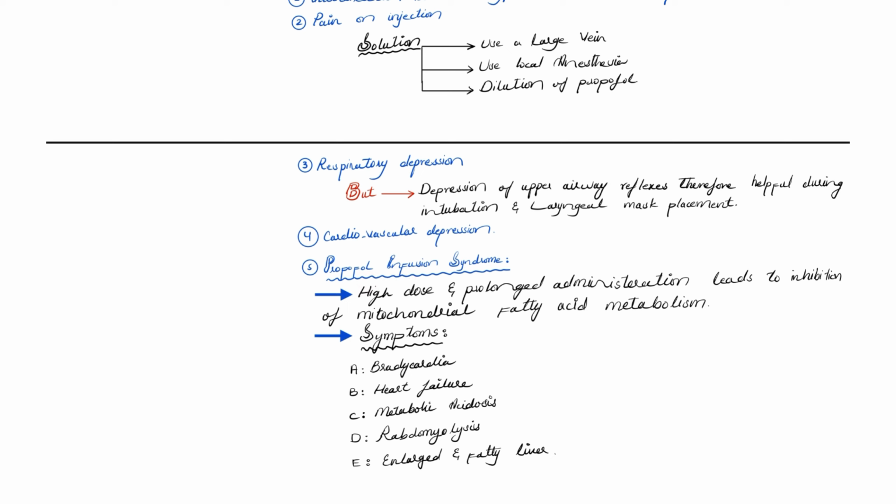When there is high dose and prolonged administration of propofol, this leads to inhibition of mitochondrial fatty acid metabolism, and the symptoms which appear in patient are bradycardia, heart failure, metabolic acidosis, rhabdomyolysis, and enlarged and fatty liver.